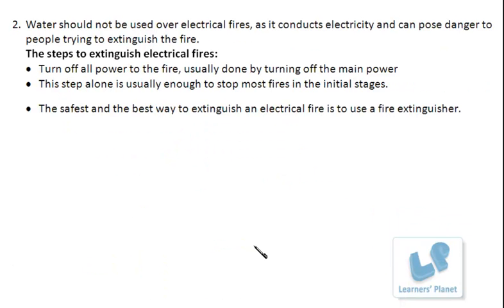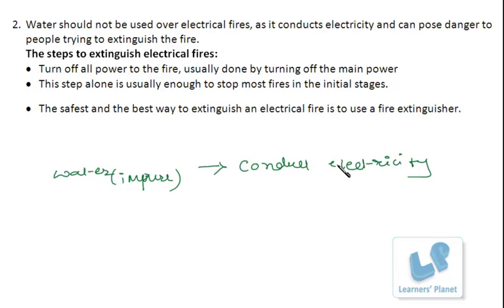Right? Secondly, water should not be used on electrical fires. Say the fire is due to a short circuit and water is splashed on it. Now water, of course, is impure. 100% pure water is not available. So impure water will conduct electricity. Now the person who is splashing water on the fire will get electric shocks.